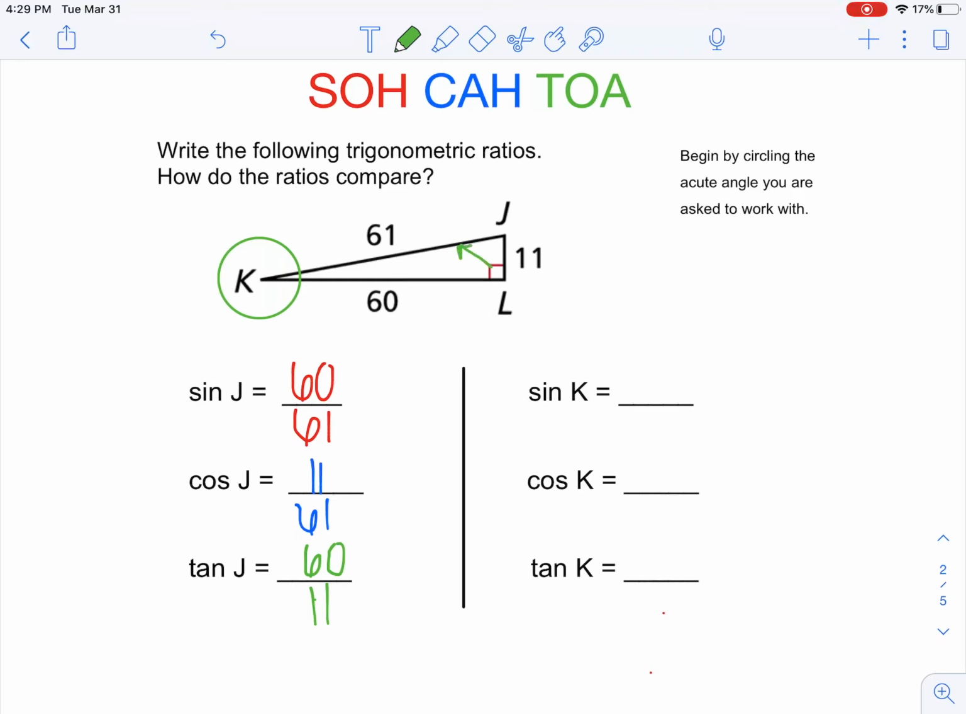My hypotenuse will stay the same because it's still going to be that side across from the right angle. But this time for my opposite side from my angle, that's going to be 11. So that part is going to be different, which means my adjacent side will now be my 60.